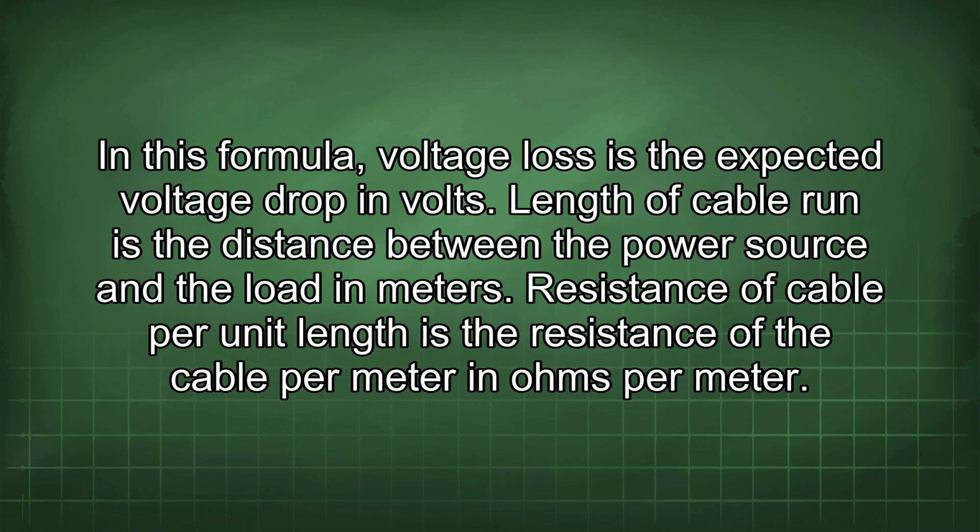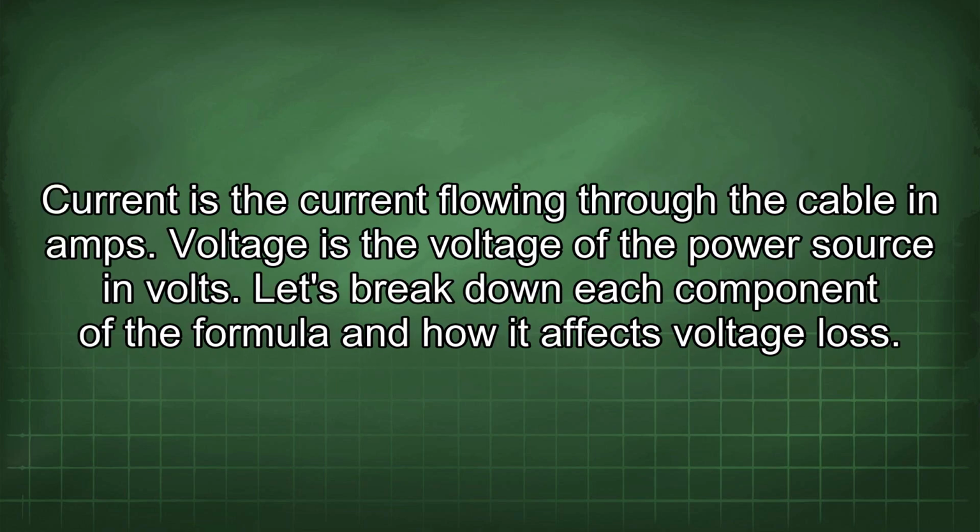In this formula, voltage loss is the expected voltage drop in volts. Length of cable run is the distance between the power source and the load in meters. Resistance of cable per unit length is the resistance of the cable per meter in ohms per meter. Current is the current flowing through the cable in amps. Voltage is the voltage of the power source in volts.